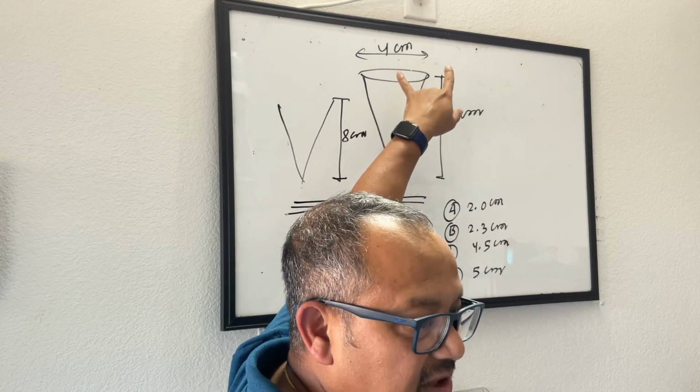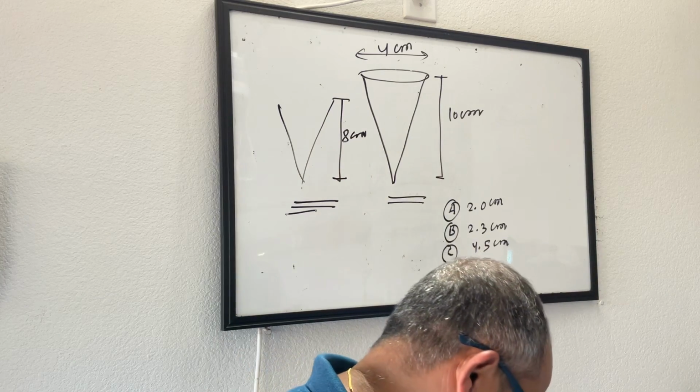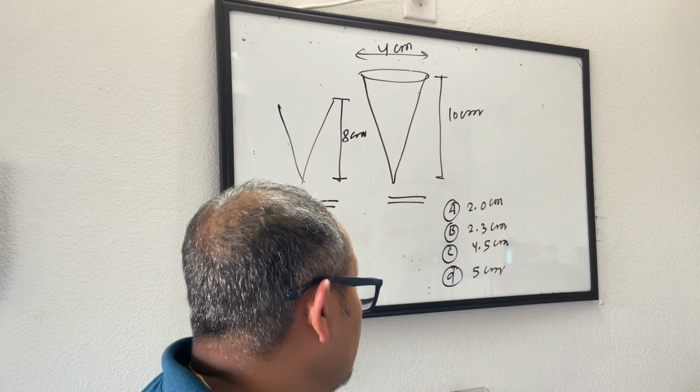Is it making sense to everybody? Okay. You got B. Okay, Pranay got B.